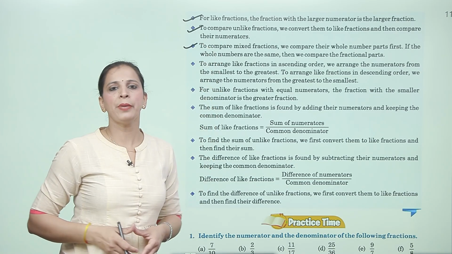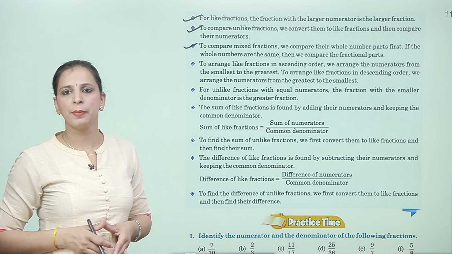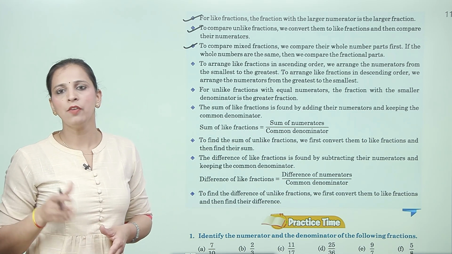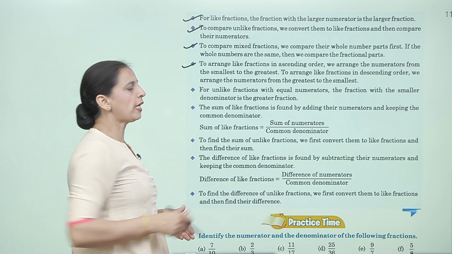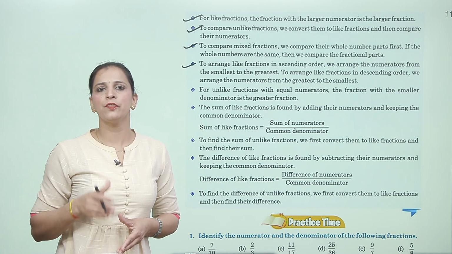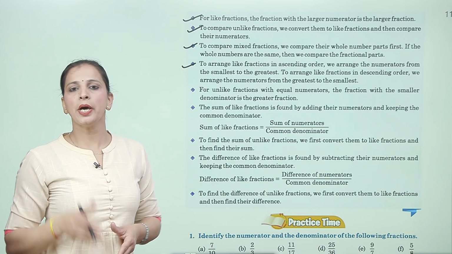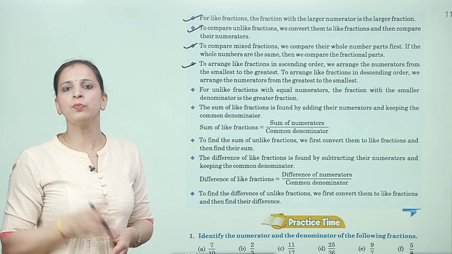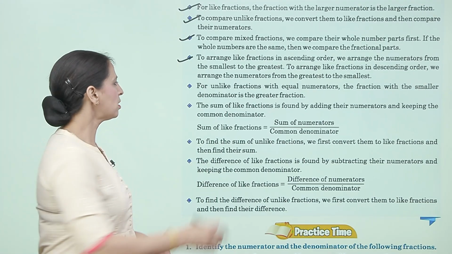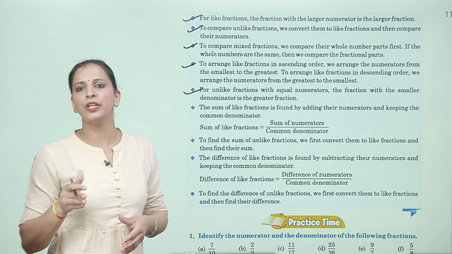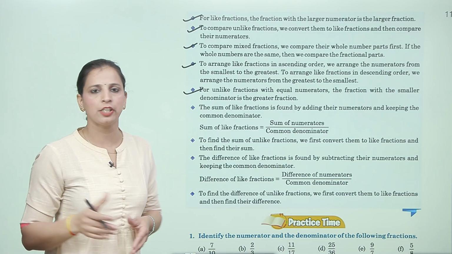Next, to compare mixed fractions, we compare their whole number parts first. If the whole number parts are the same, then we compare the fractional parts. Next, to arrange like fractions in ascending order, we arrange the numerators from the smallest to the greatest. To arrange like fractions in descending order, we arrange the numerators from the greatest to the smallest. Next, for unlike fractions with equal numerators, the fraction with the smaller denominator is the greater fraction.